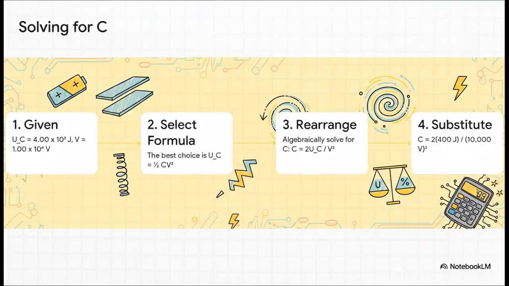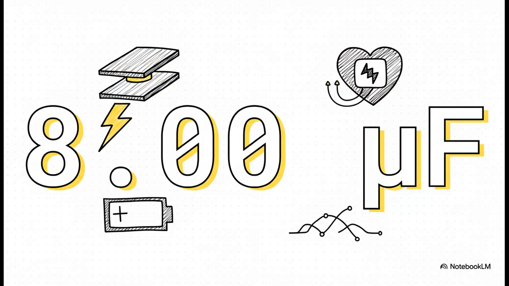Okay, let's think this through. We know the stored energy, U, and the voltage, V. Our goal is to find the capacitance, C. So we look at our toolkit and which formula connects those 3 variables. Bingo! U equals 1/2 CV squared. A little bit of quick algebra to rearrange for C gives us C equals 2U over V squared. Now it's just a matter of plugging in the numbers. So we plug in the numbers. 2 times 400 joules divided by 10,000 volts squared, and out pops our answer, 8.00 microfarads.